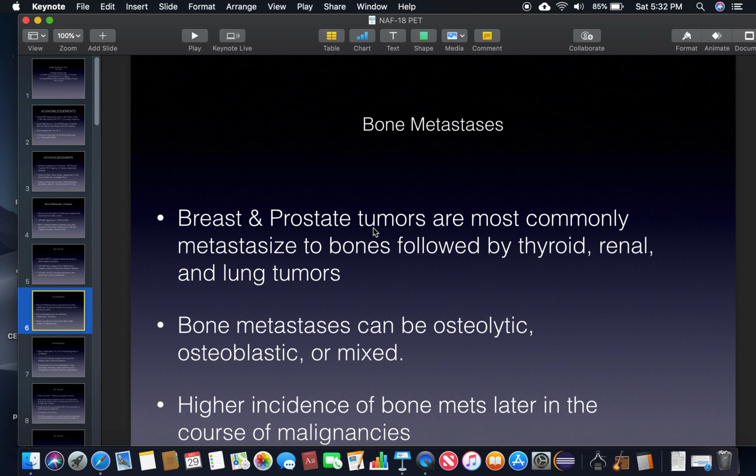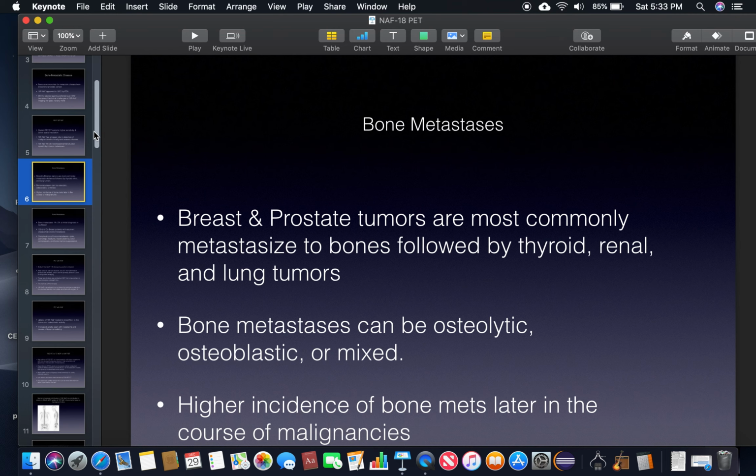Breast and prostate obviously are the most common tumors that metastasize to the bone. Other such tumors include thyroid, renal, and lung tumors. Now, these mets can be lytic, blastic, or mixed. And obviously, there is a higher incidence of bone metastatic lesions later in the course of the disease.